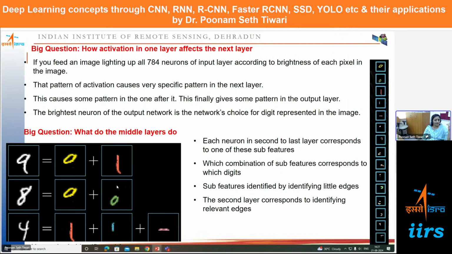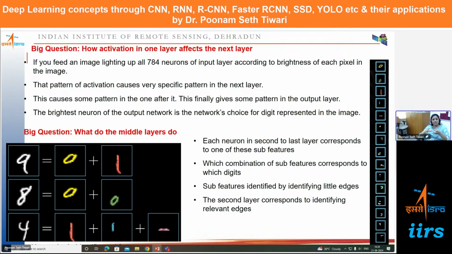One circle and one straight line should be there. So middle layers are making these sub features. Each neuron in the second to last layer corresponds to one of these sub features. Here you can see, one neuron would be for a circle, one neuron for a straight line, and so on. That means these sub features are being made based on the pixel values.